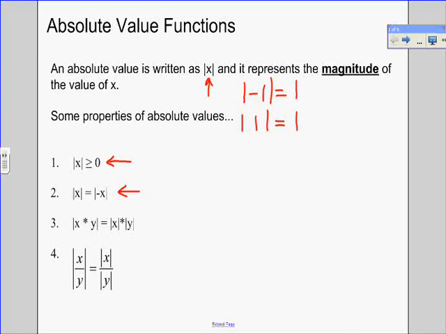This is very similar to properties that we had when we were talking about the square root function, that the absolute value of x times y is the same as the absolute value of x times the absolute value of y. And we'll use that whenever we're switching from one format for the function into another. And we can also apply this, again, very similar to our properties of square roots, where if we have a fraction that we're taking the absolute value of, we can also just separate it into the absolute value of x over the absolute value of y.